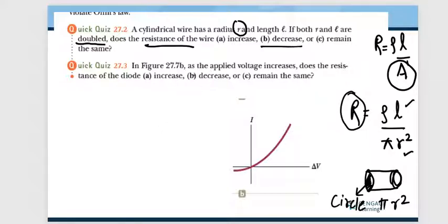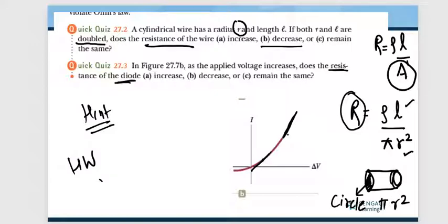Next one, you have got an IV graph for a diode, and it is asking what is happening to the resistance. Now here I am going to give you a hint. You will get the answer by yourself and complete it in your notebook as homework. When you look at a graph, you need to get resistance from this graph. If you look at the slope of the graph, it's becoming steeper. Before it was less steep. If I draw a tangent, I can see that the graph is becoming steeper.